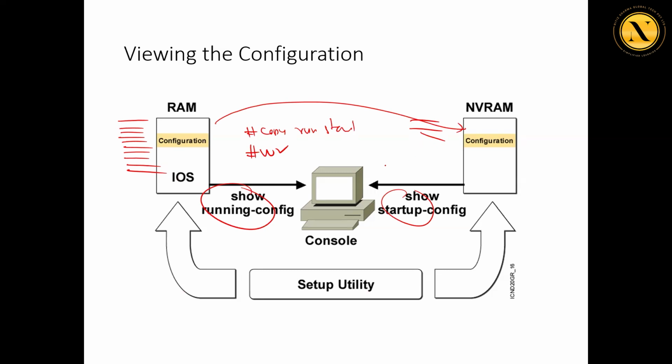So if it's a brand new router or on factory default, it will take you to setup mode. We have seen that. You enter the host name, enable secret, telnet password, interface IP address and all those things. It will be saved here. Right? 0, 1, 2, remember? 2 means save and exit. It will save everything here.